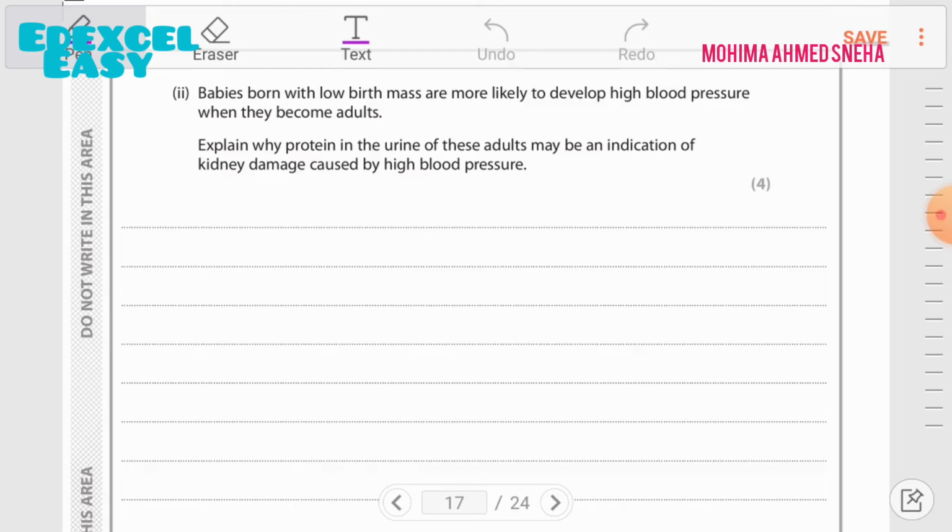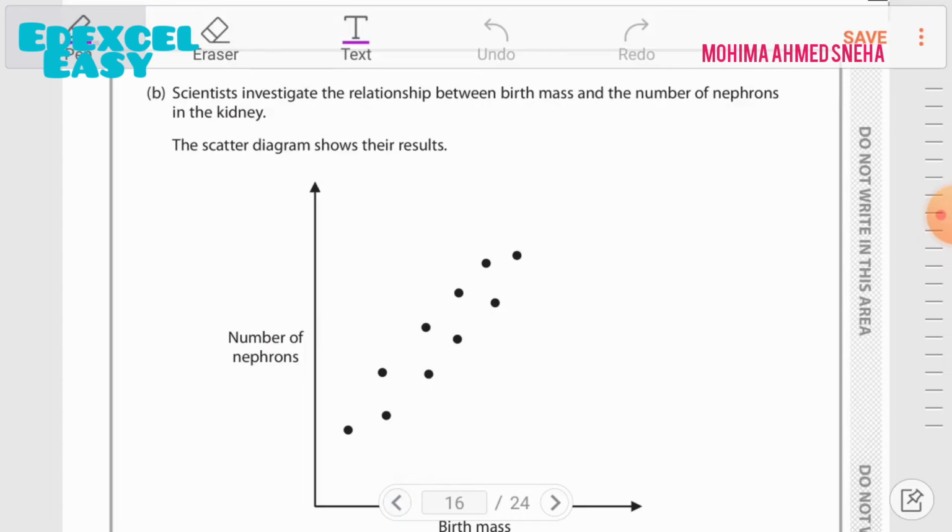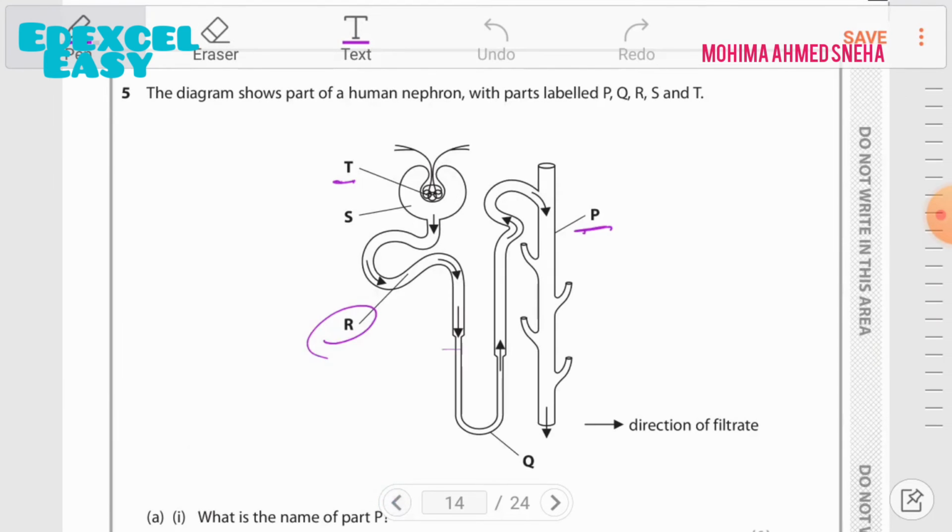Babies born with low birth mass are more likely to develop high blood pressure when they become adults. Explain why protein in the urine of these adults may be an indication of kidney damage caused by high blood pressure. We all know that proteins are big molecules, and during the ultrafiltration that happens in the glomerulus, only the blood plasma passes out into the Bowman's capsule, and the glomerulus holds on to the bigger molecules such as blood proteins, and most of the glucose and other bigger molecules.